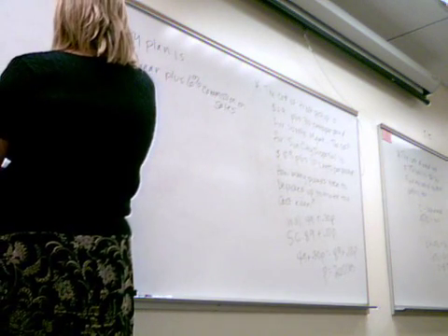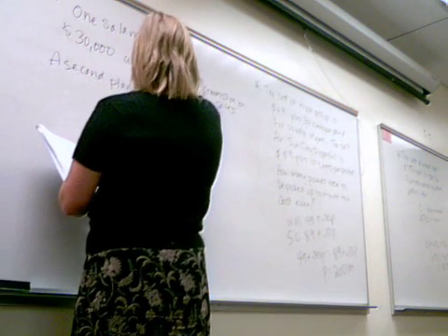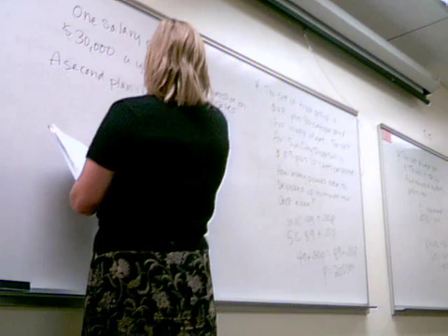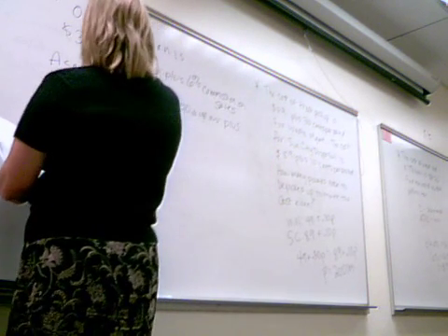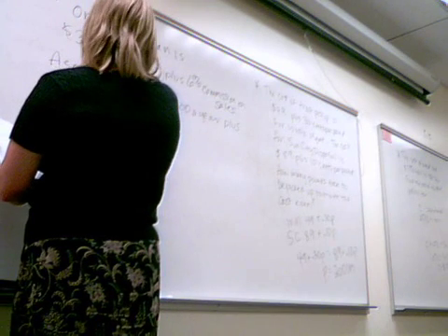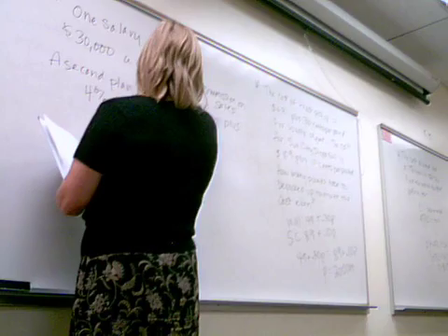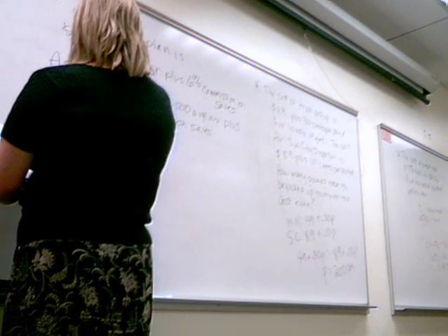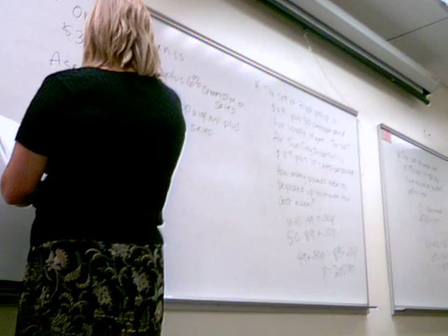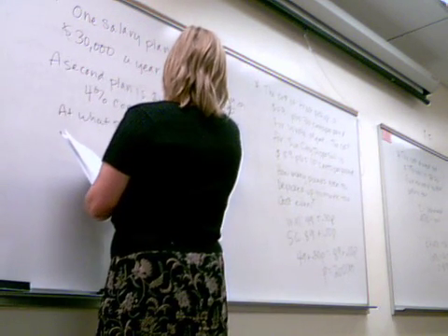A second plan is $40,000 a year plus 4% commission on sales. At what sales will the two plans pay the same?